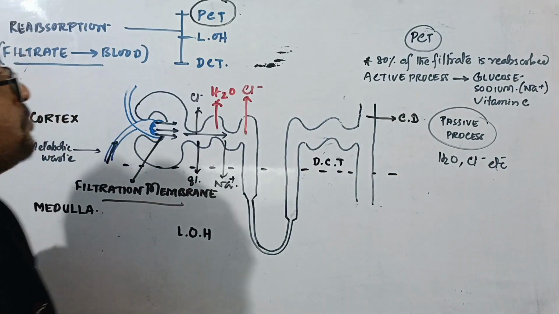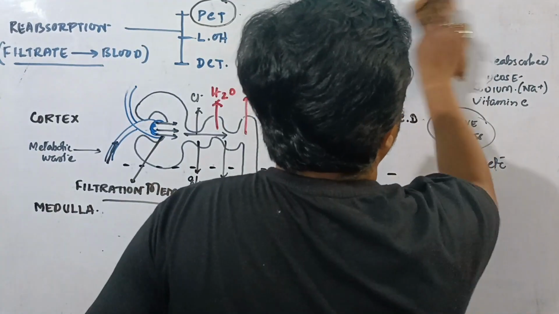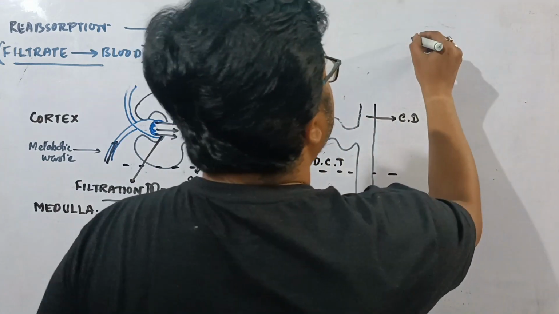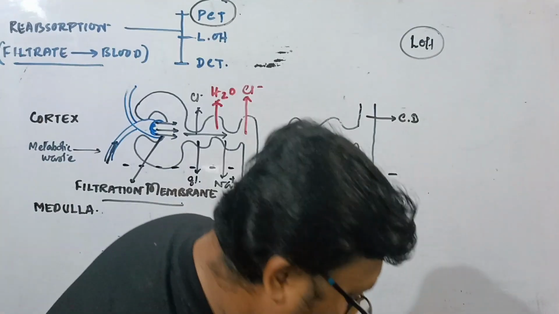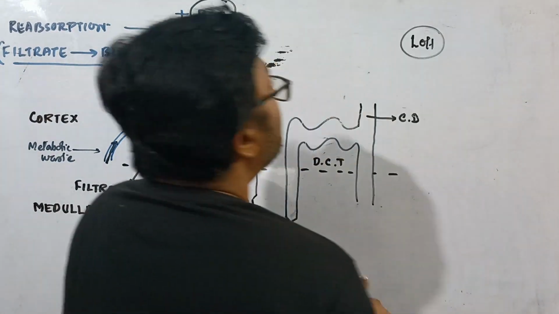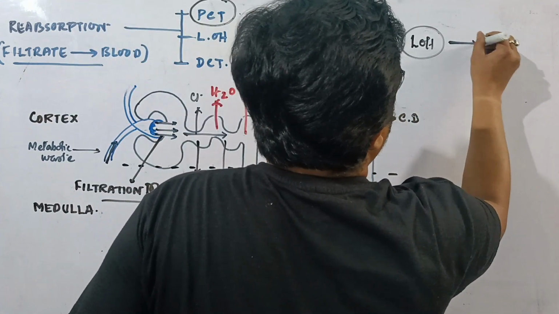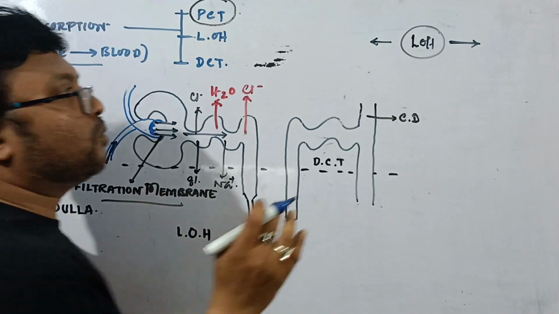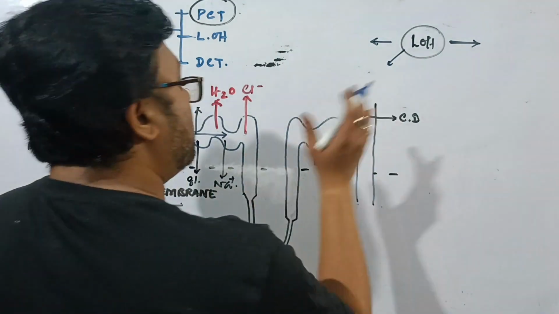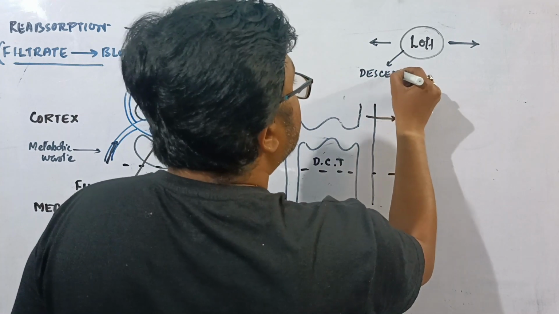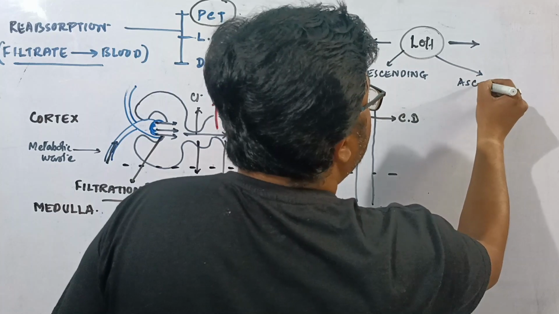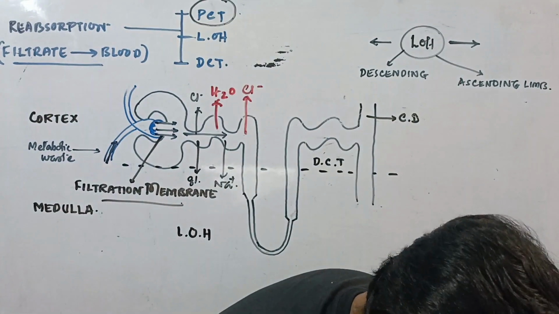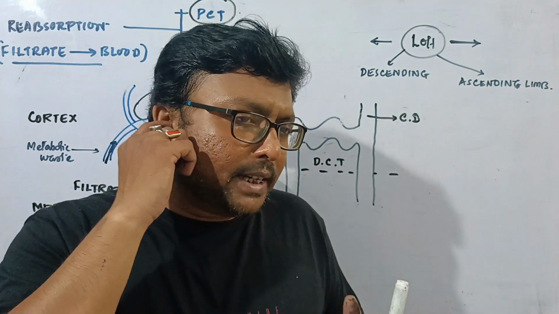Anyway, now the loop of Henle. In the loop of Henle we generally see two limbs. We can say two limbs are generally seen in the loop of Henle. One is the descending limb, and the other is generally known as the ascending limb. Let me first tell you, whichever book you look at, this is generally what is written.